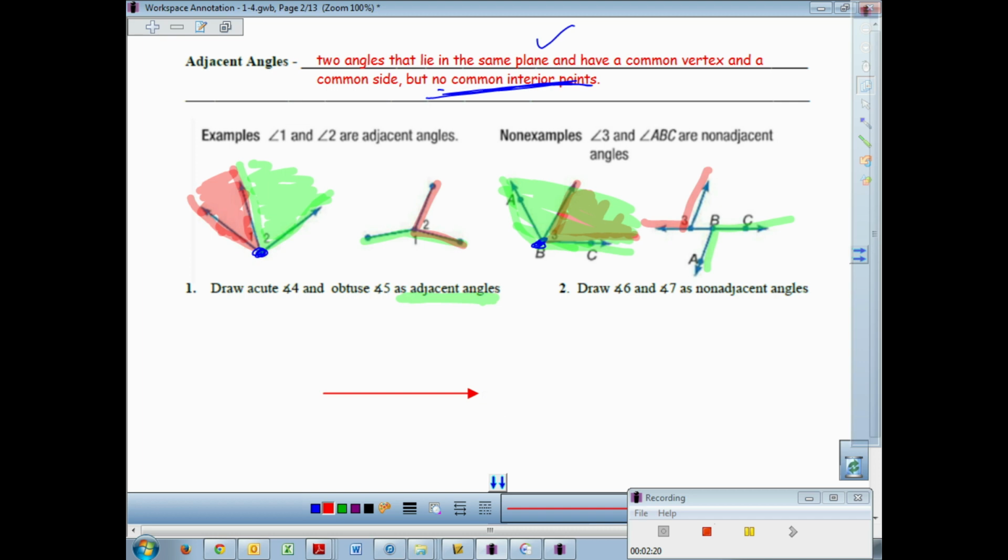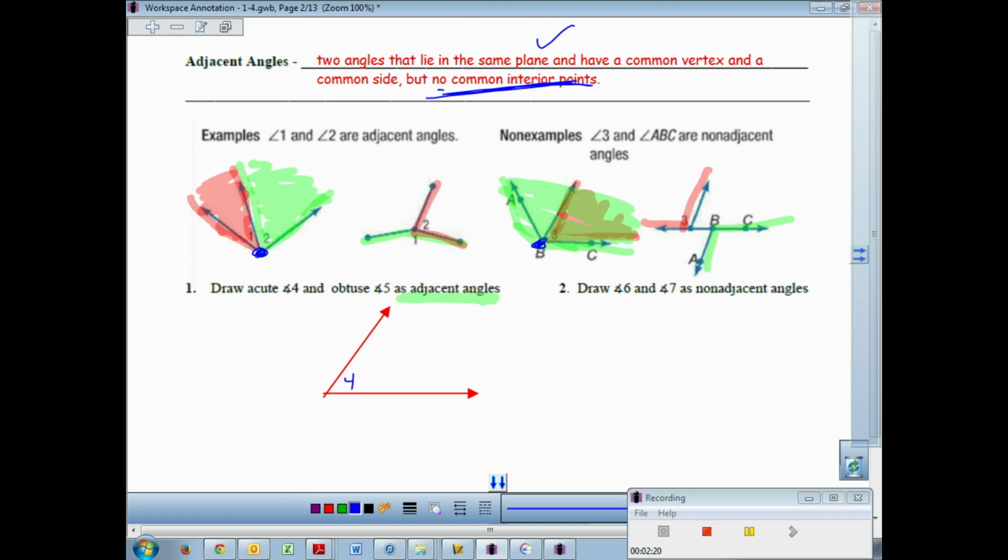Less than 90. Can you just guesstimate? I don't need a protractor necessarily. Wouldn't this be 90 degrees, straight up and down? What if I did this? Would that be acute? For sure. We could put a protractor on it and it would be acute then, correct? So just do that, and it needs to have a 4 on the inside of it. Sound okie dokie?